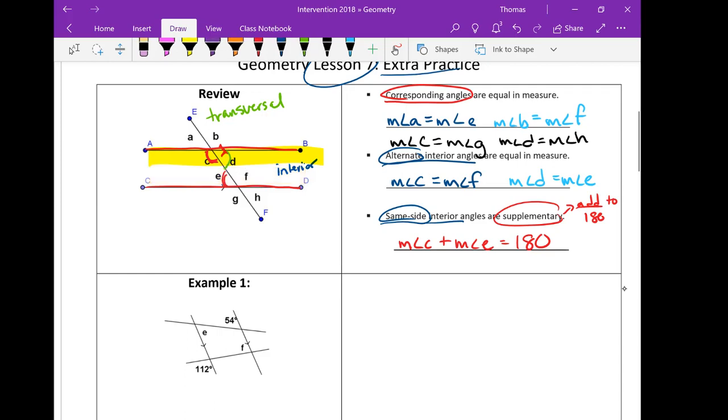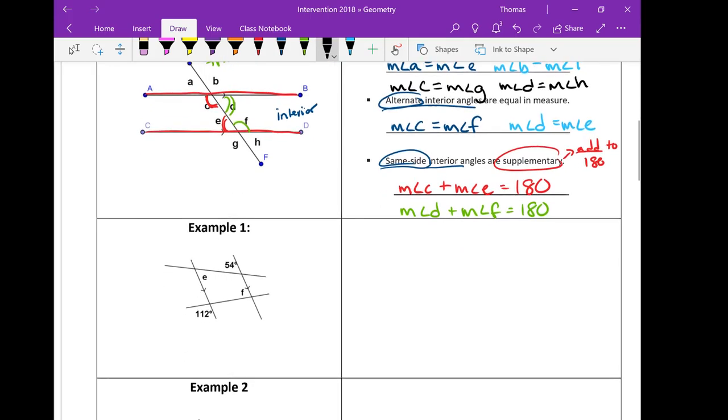Okay, let me fix that. We know that D is the same as F there. So D and F are same side interior angles. Measure of angle D plus measure of angle F equals 180. Great. So that's a recap from your lesson on these terms: alternate, corresponding, same side, and supplementary.